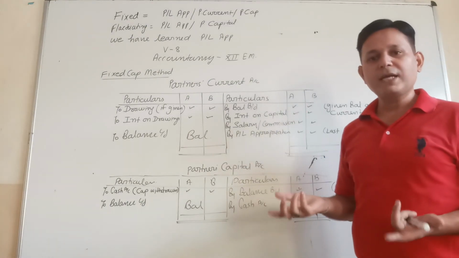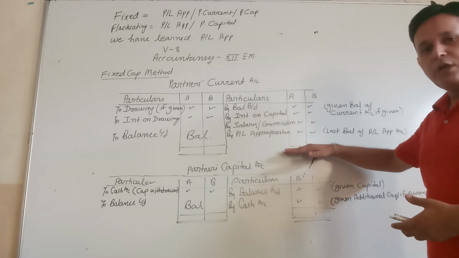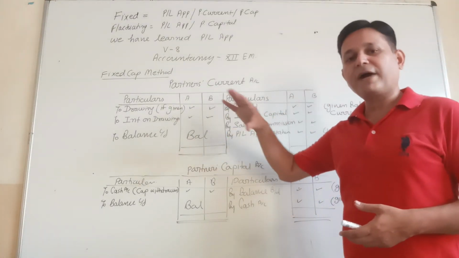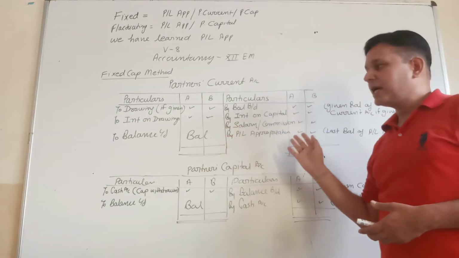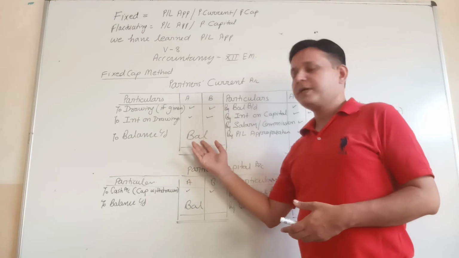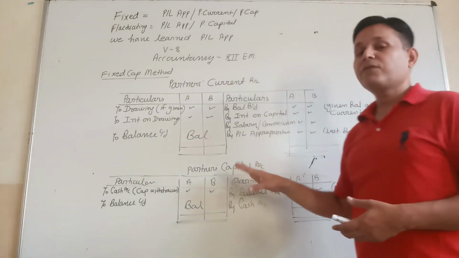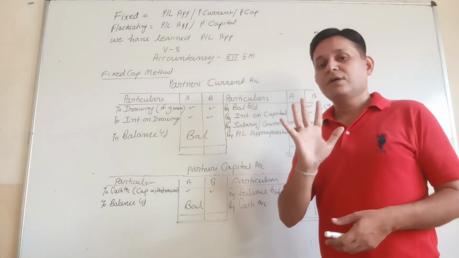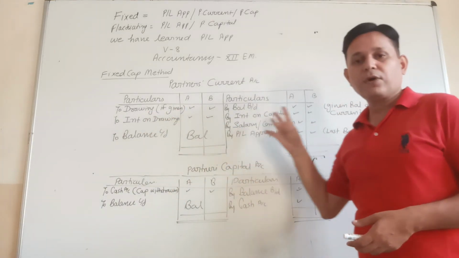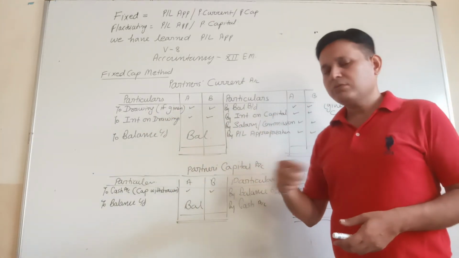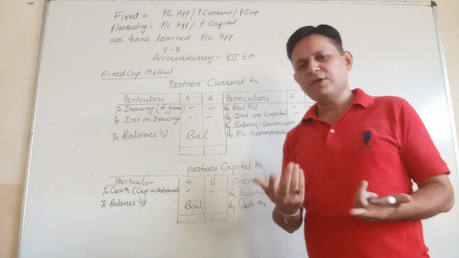Finally, we have to calculate the balance. How to calculate the balance? Total the credit side, total the debit side and find the difference. Subtract the debit side from the credit side and the balance will be written in the debit side. It is called balance c/d. This is the complete format of the current account. There are only 6 items recorded in the current account: 2 items on the debit side and 4 items on the credit side. Try to draw this format 2 to 3 times in your copy. You will get used to it.